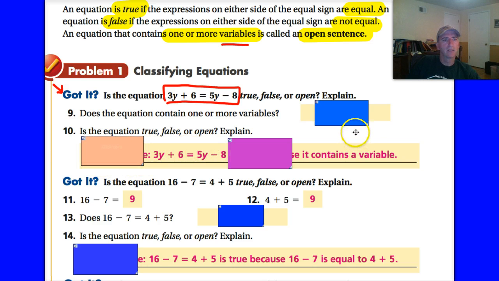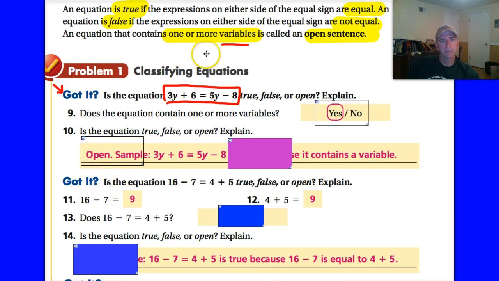I need to hide that. It says, does the equation contain one or more variables? Well, it sure looks like it to me right there. There's one. Number 10, is the equation true, false, or open? Well, based on this up here, it's open because there is one or more variables, like we said right there. And they're just justifying their answer here. 3y plus 6 equals 5y minus 8 is open because it contains a variable. It's open. You need to know that word.